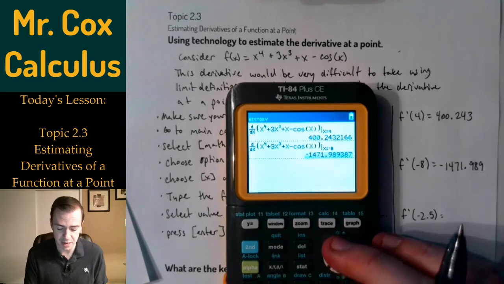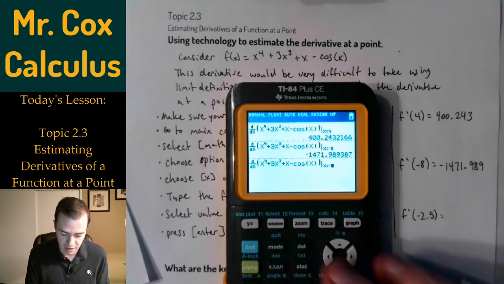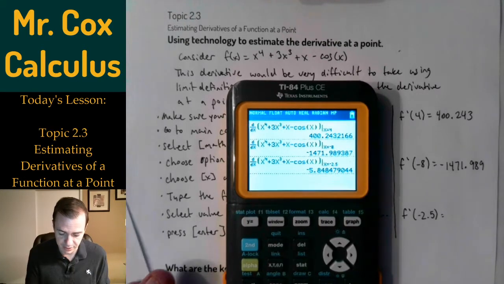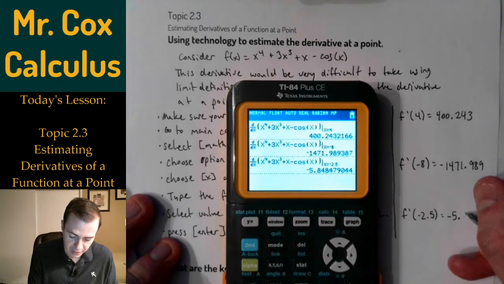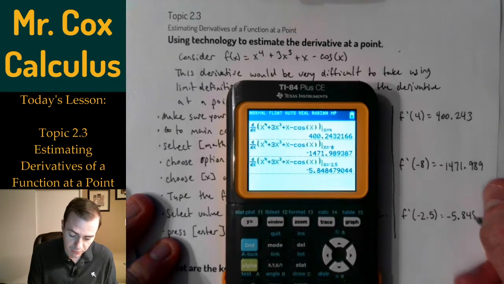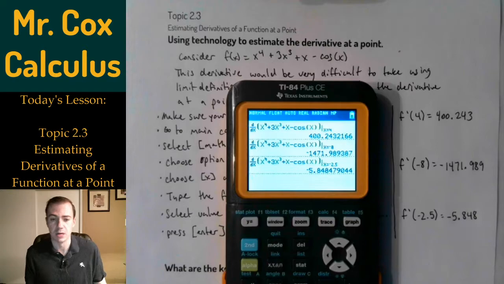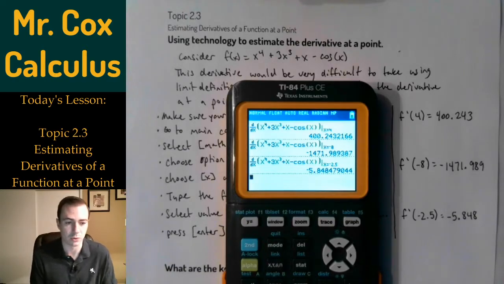And then if I do the same thing for negative 2.5, I can see that I'm still decreasing there at a rate of negative 5.848. So not quite as steep, in fact, a little bit more gradual compared to the other two, but it is definitely decreasing at negative 2.5.